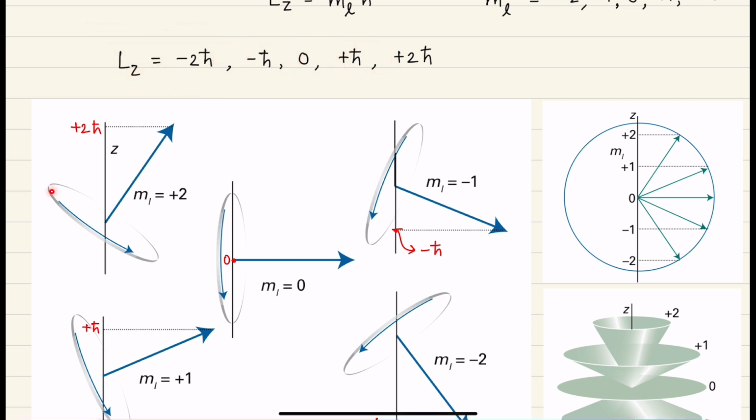Understood? So if the electron does a motion around this plane, then about this plane, this is your perpendicular direction, and that's why here the angle is 90 degrees, and for ml equal to plus 2, we will get here Lz equal to plus 2 h cut, okay?